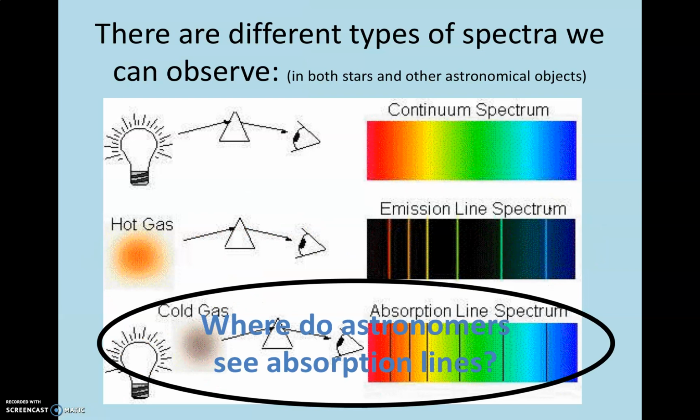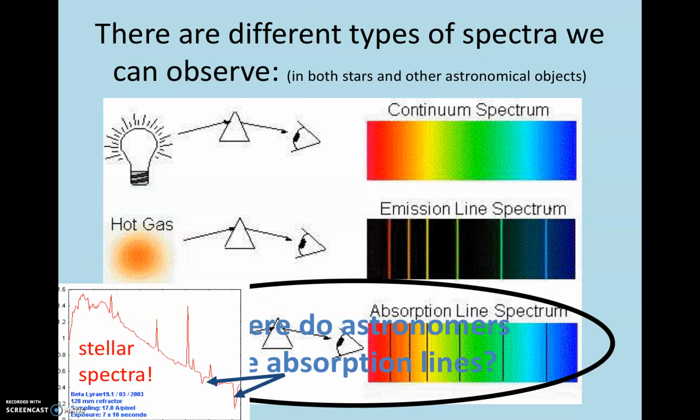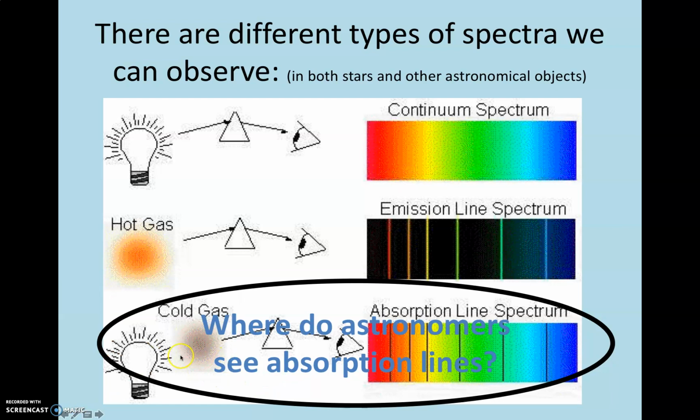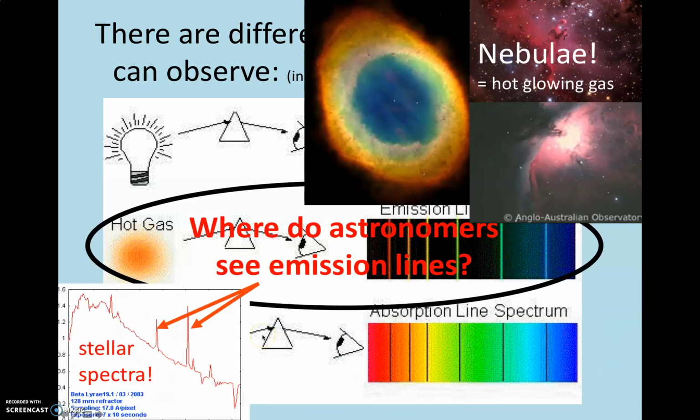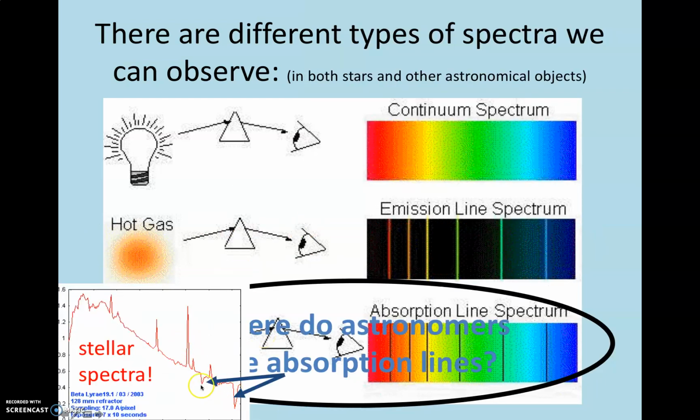Absorption line spectra we also see in stellar spectra. Here we have this stellar spectrum, and you can see these little holes. These little holes come from light being absorbed by some gas. When you have a light shining and there's some gas in the way, the light shines through the gas and some lines get absorbed.